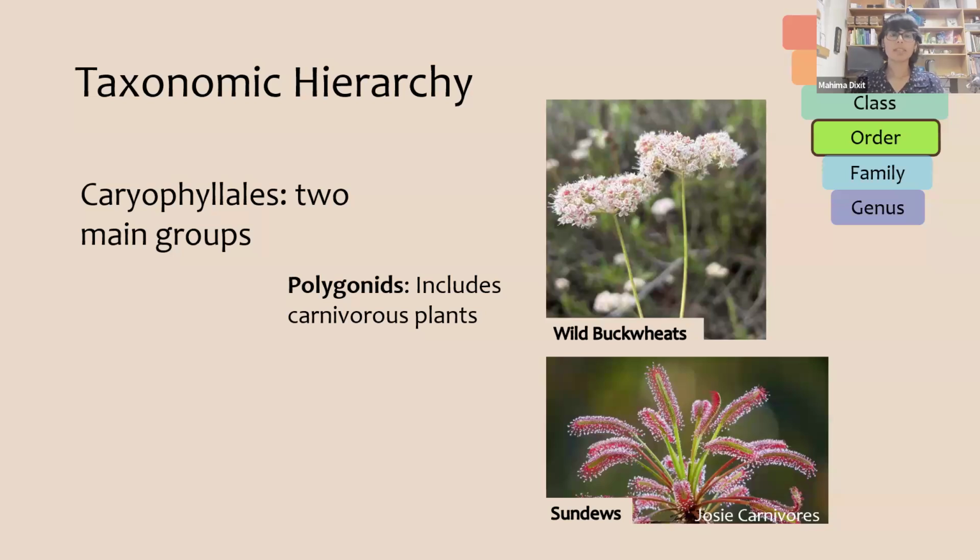And the other group is the polygonids, which includes the carnivorous plants. But aside from that, there's not really a clear uniting characteristic. But fun enough, our wild buckwheats are in this group. So that's where we are.